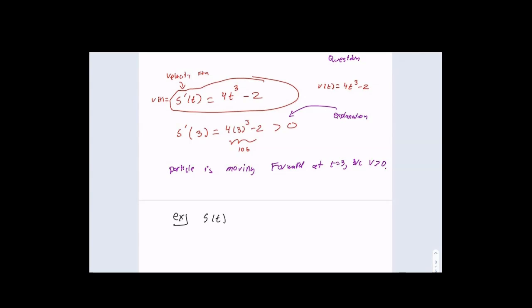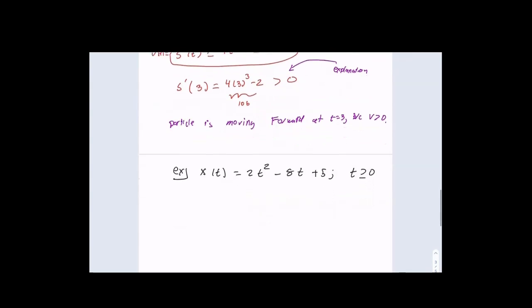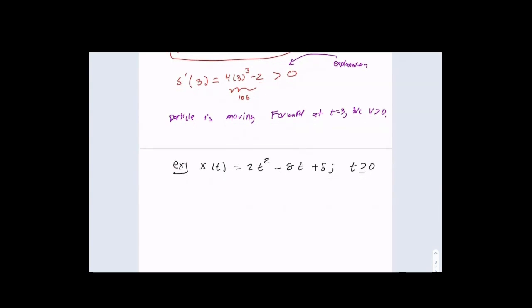X of t equals 2t squared minus 8t plus 5. And I'm going to say t is greater than or equal to 0. We're not going to have to pay too much attention to that right now. I'll be more in terms of tomorrow's part. Part A: Find when the particle is at rest. Find when the particle is at rest.